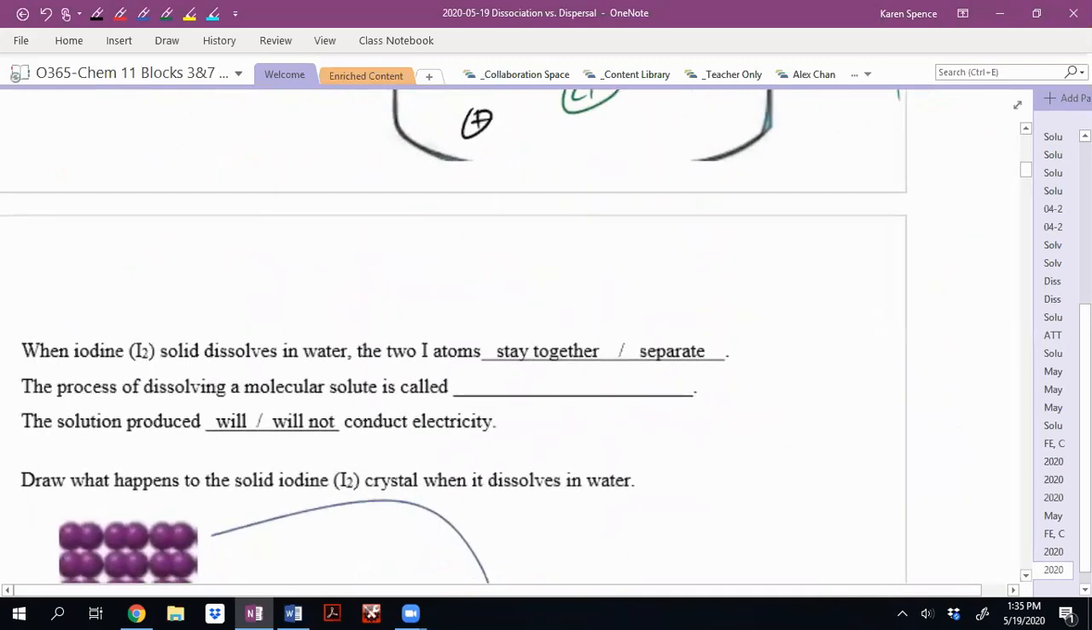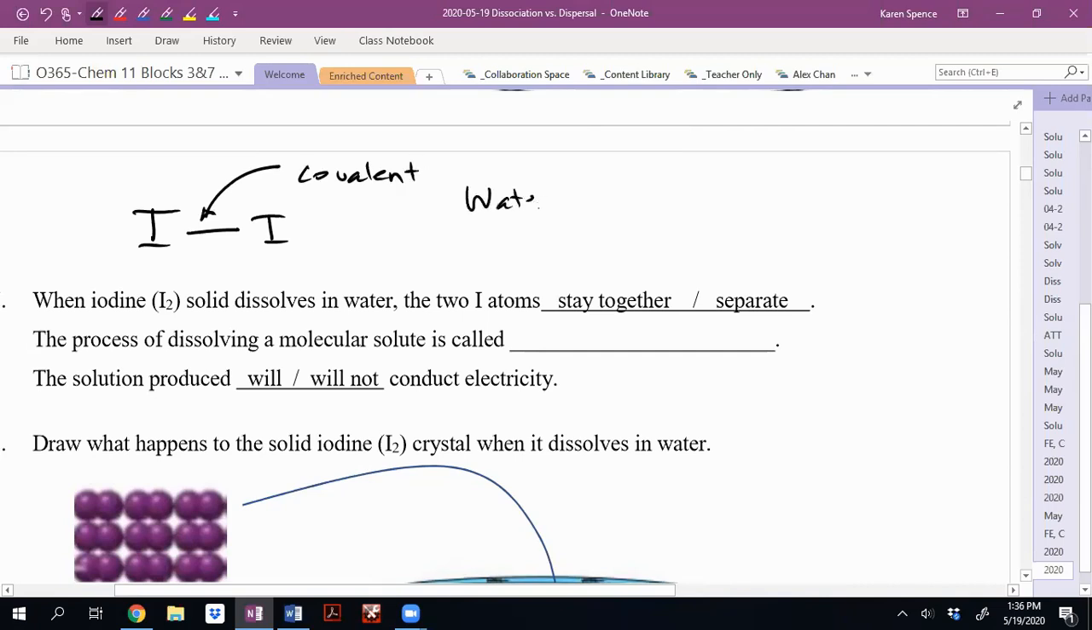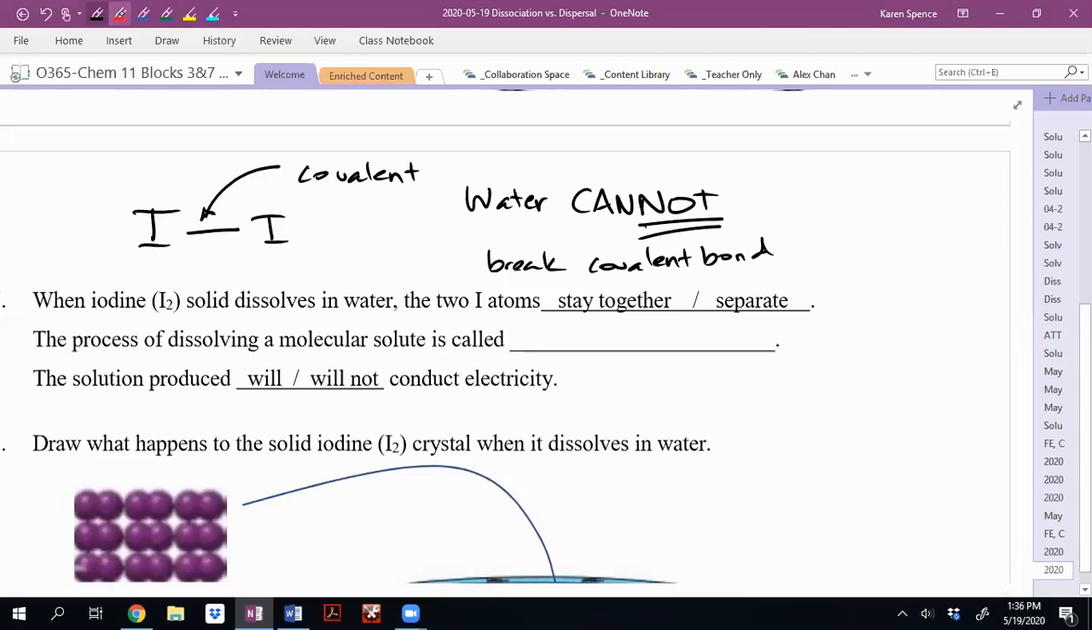Okay. Now, remember we had our solid iodine and we have the I, which is bonded to another I. That's a nonmetal and a nonmetal. What kind of bond is that in the middle? Covalent. That is covalent. Can water break covalent bonds? No. So when the I2 dissolves in water, the two I atoms, do they break apart or do they stay together?